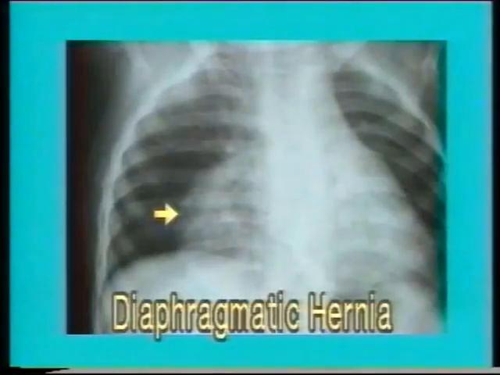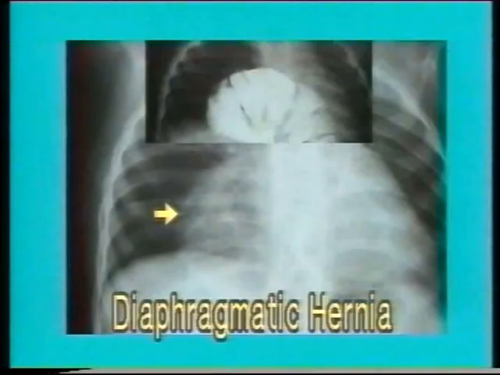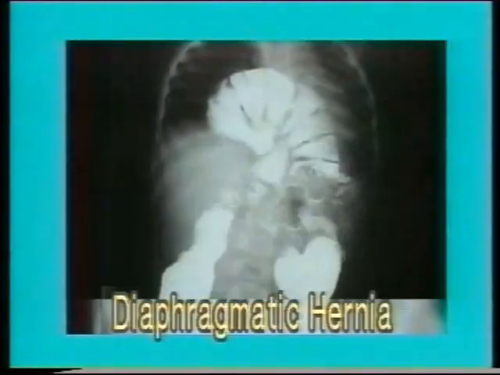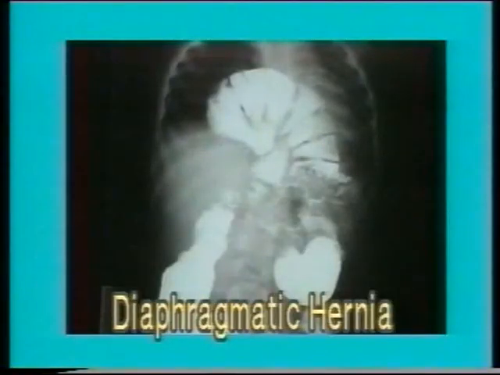This X-ray shows opacity at the right cardiophrenic angle with convexity upwards. This is likely to be a diaphragmatic hernia, as we saw in the section on mediastinal masses. A barium meal shows that the colon is herniating through the diaphragm and is lying in the mediastinum and chest, confirming that this is a diaphragmatic hernia.